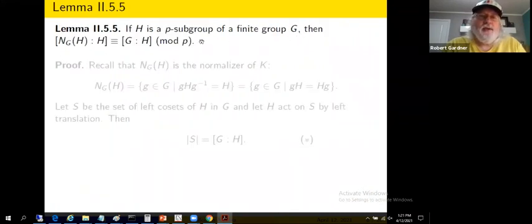Another preliminary lemma. If H is a P subgroup of finite group G, so H is a subgroup of G and has order a power of P, then the index of H in the normalizer of H, we'll recall the normalizer here in a second, is congruent to the index of H in G mod P.